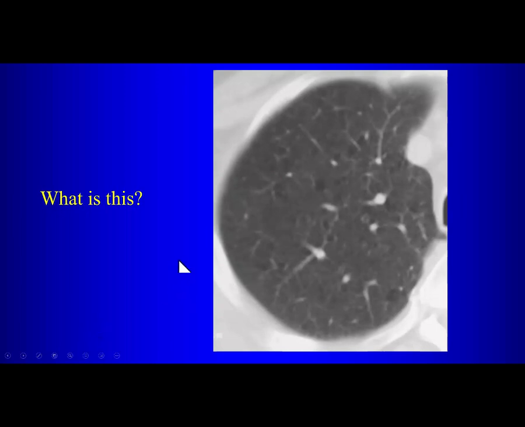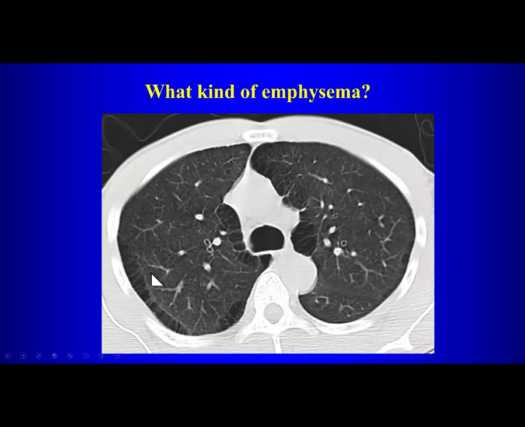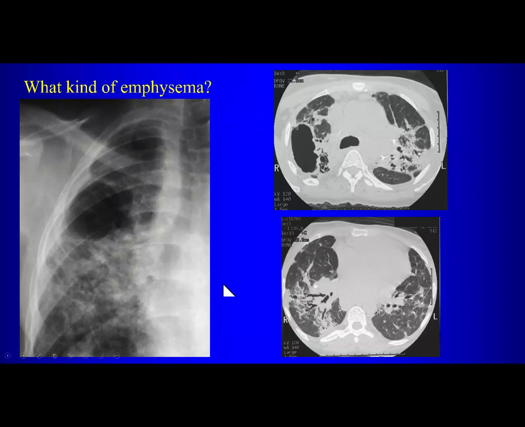So here you have these holes in the lung. What is this? This is paraseptal emphysema. So here the emphysema is predominantly in the periphery and also against the mediastinum, so it's paraseptal emphysema. Here also you have this large area of emphysema. What kind of emphysema is this? Well, what else is going on in the lung? Are there abnormal parenchymal opacities? Yes or no? Yes.